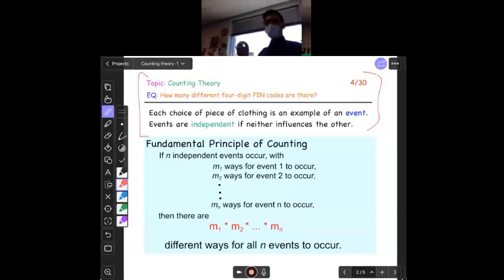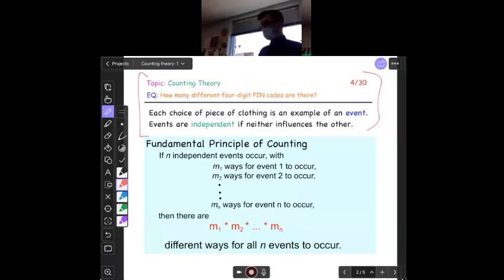In the same way, if I flip a coin 5 times, the coin doesn't know what it landed on the time before. It's not going to change what it does next. Same thing if I roll a die. It has no memory of what happened. So those are independent events. When I roll a die, it's completely independent of everything that's happened before.